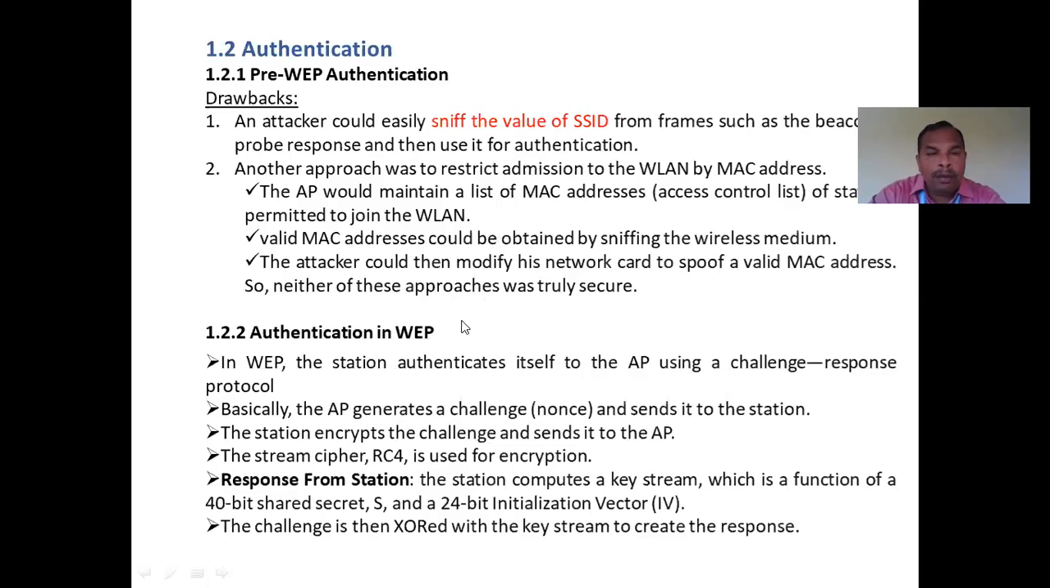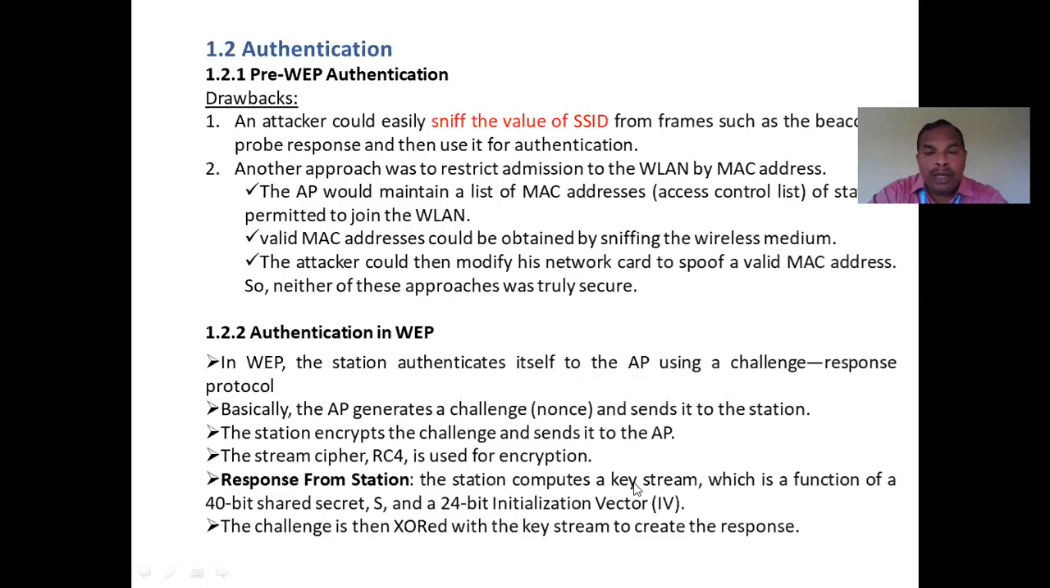To overcome this problem, we thought of using authentication with one more protocol called WEP. This WEP includes the access point, and it also uses a concept called the challenge response protocol. The access point generates a challenge, which is a number used only once, and it sends that information to the station. The station encrypts the challenge and sends it to the access point. Later the cipher that is obtained is used for encryption purposes. Once the request is over, the response from the station is also there.